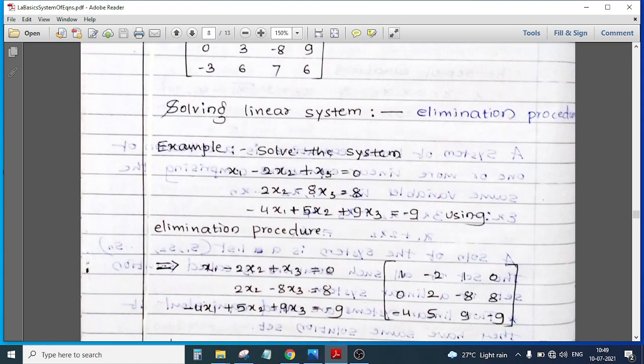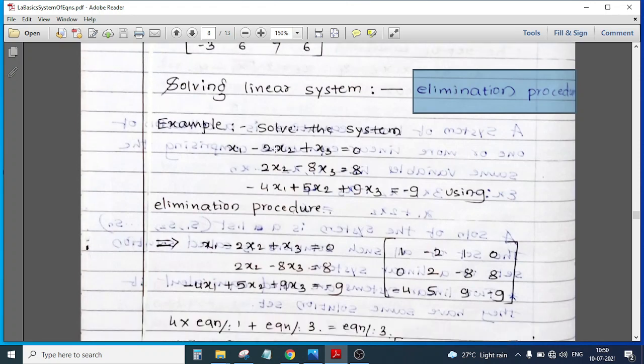Next, we need to solve the linear system. What does a linear system mean? A set of linear equations, right? So we want to solve a set of linear equations, which is nothing but solving a linear system. How do we solve it? We have a procedure called the elimination procedure. This is the first procedure.